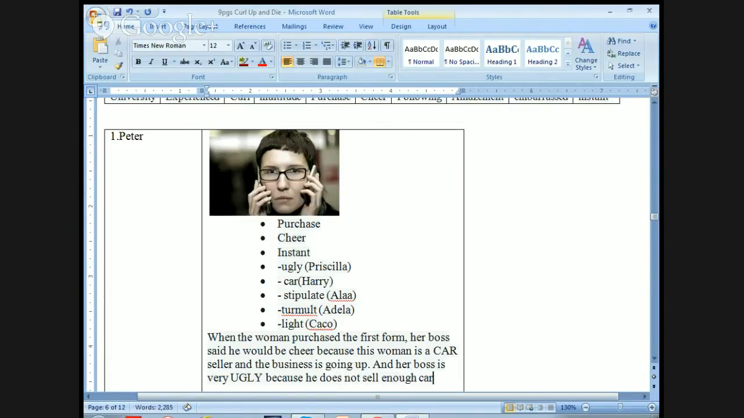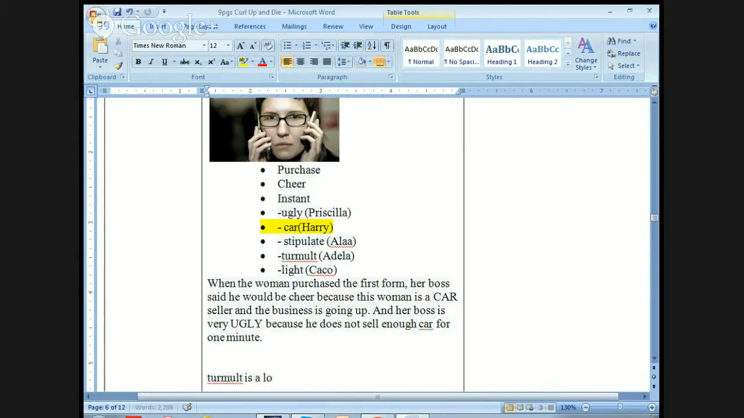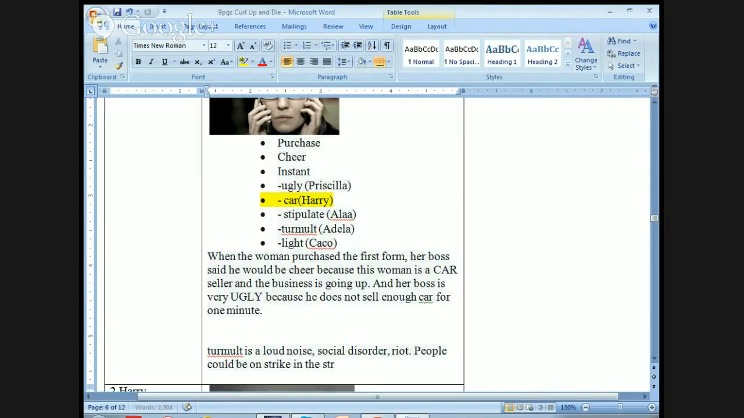One minute for one minute, and I don't know what is a tumult. I don't know what is that. Adela, what does the word tumult mean? A crowd, no, a multitude. A lot of people, no? A problem, no? In a strike? Okay, so what it could be is, let's see, T-U-R-M. Social disorder. Yes. Riot. This is when they are on strike. Okay, people in the street, no? I see. A crowd.